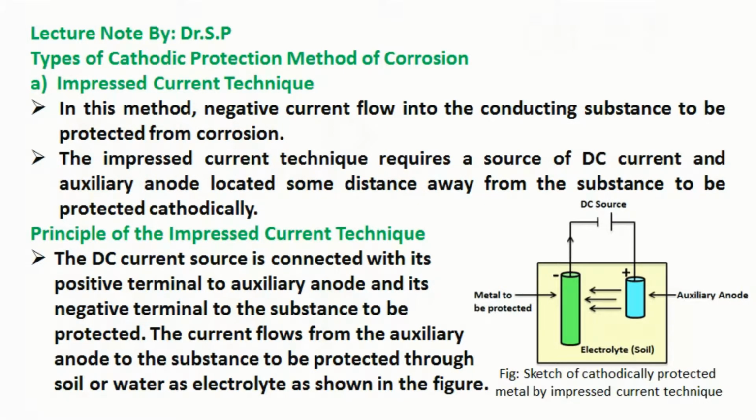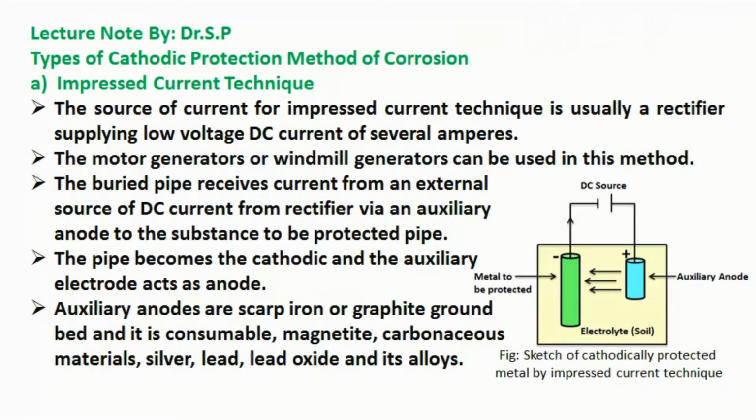The DC current source is connected with its positive terminal to the auxiliary anode and its negative terminal to the substance to be protected. The current flows from the auxiliary anode to the substance to be protected through soil or water as electrolyte, as shown in the figure. The source of current for the impressed current technique is usually a rectifier supplying low voltage DC current of several amperes. Motor generators or windmill generators can be used in this method.